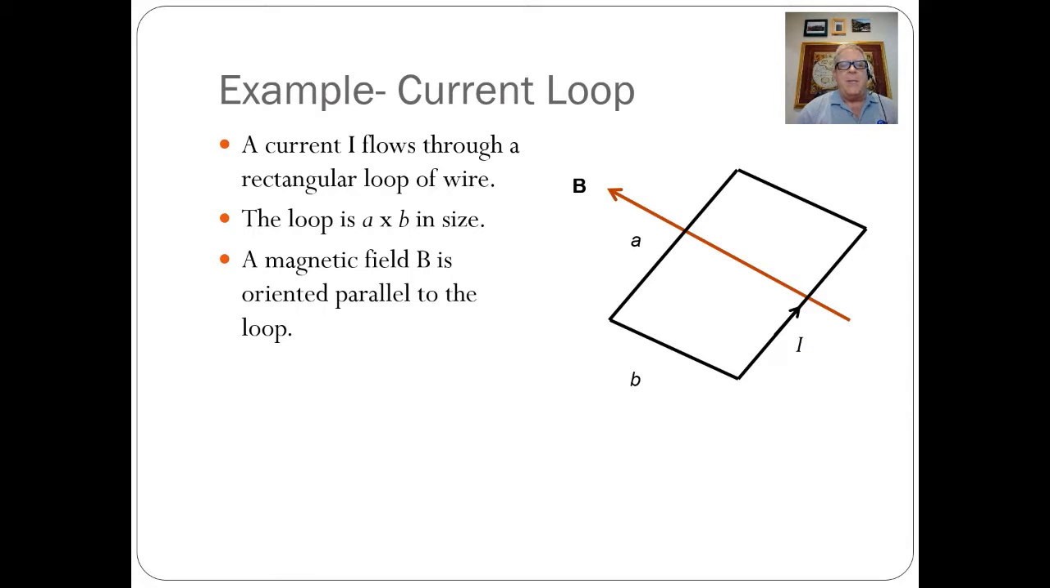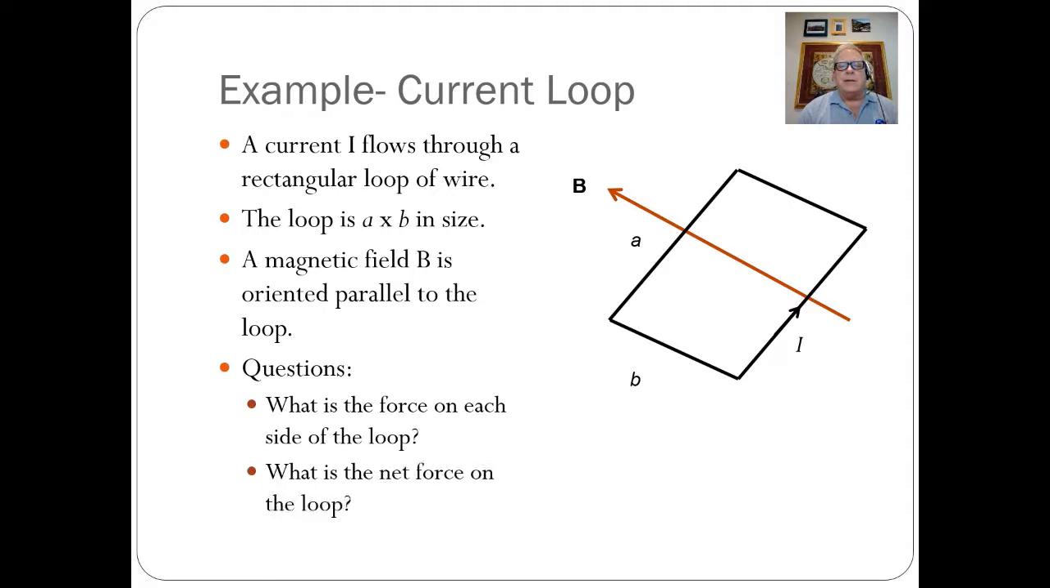And let us say that a magnetic field is oriented parallel to the loop. So it's going to be going this way. Answer these questions then. What is the force on each side of the loop? And then what would be the net force on my loop? And what would be the net torque on my loop? The formula that we just derived, if you want to write it down while you're doing this, is the force on each segment is equal to IL cross B.